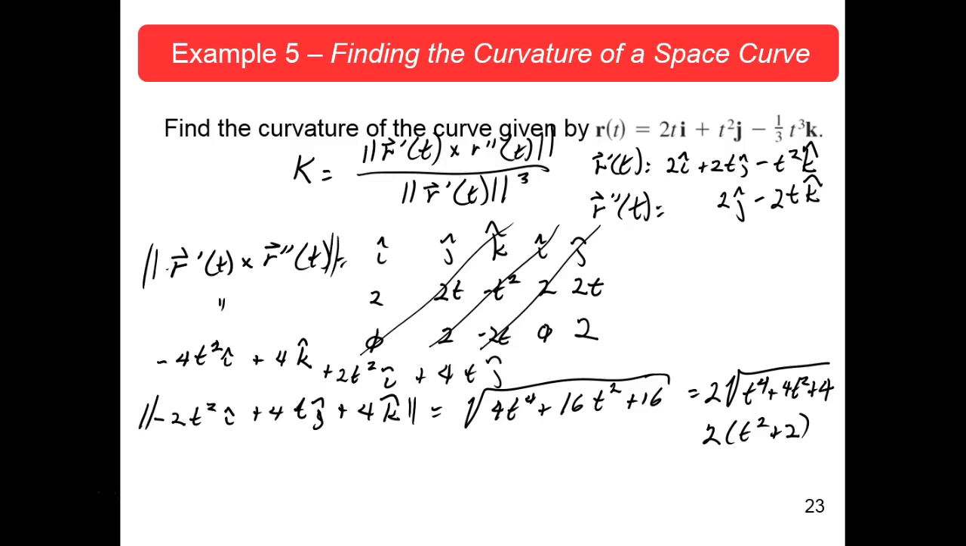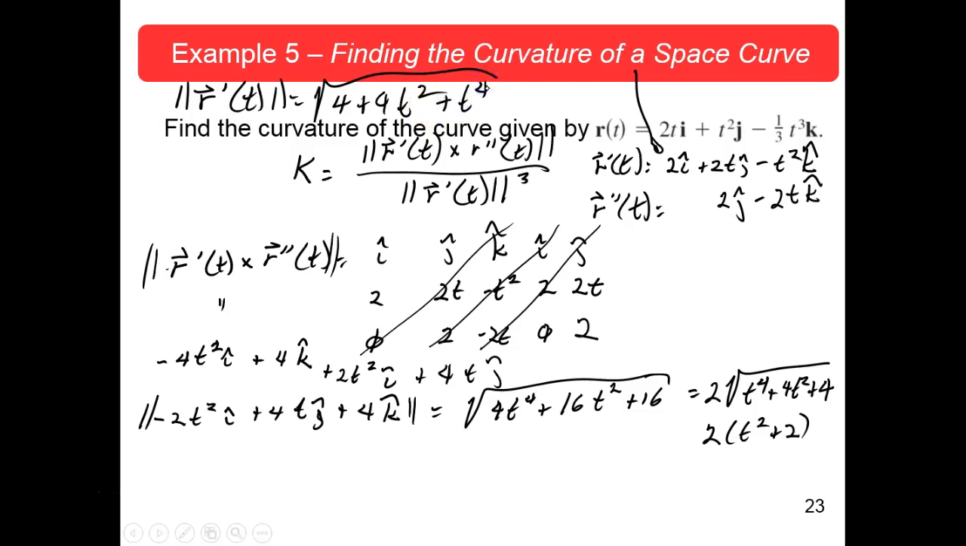You've got to get the magnitude of r prime, and then you're going to cube it. So let's first do the magnitude of r prime. And here's your r prime. So its magnitude would be the square root of 4 plus 4t squared plus t to the fourth.